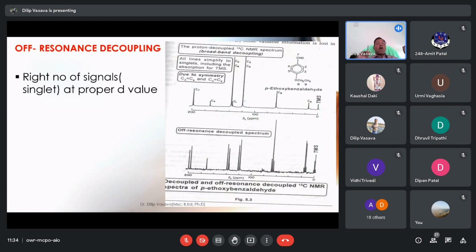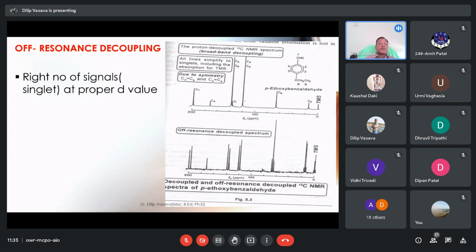Another method is off resonance decoupling. Both BBD and off resonance decoupling are methods familiar for identifying the nature of the carbon. But when BBD is applied, all the unnecessary information is removed, but along with that, the necessary information is also removed by BBD. So to overcome that, off resonance decoupling can be utilized.